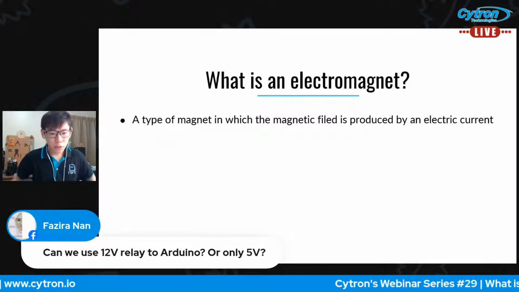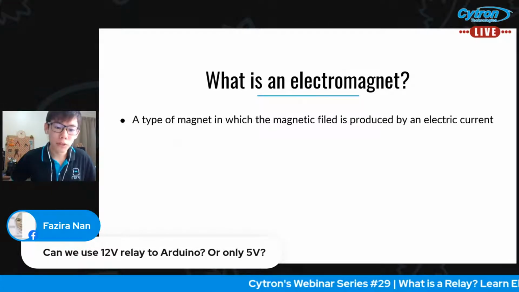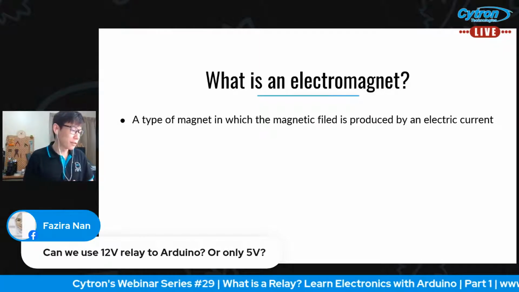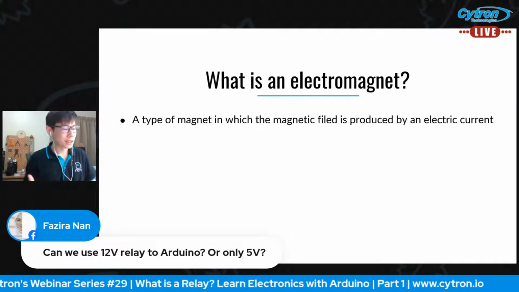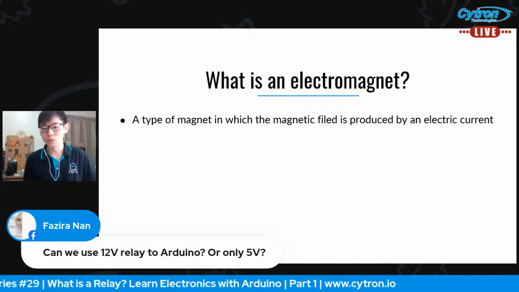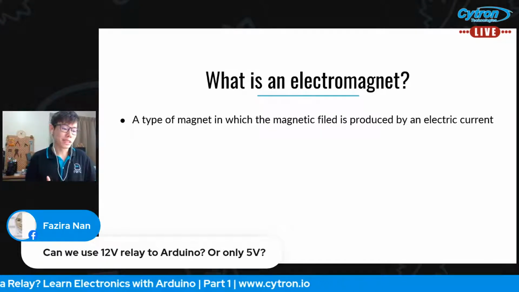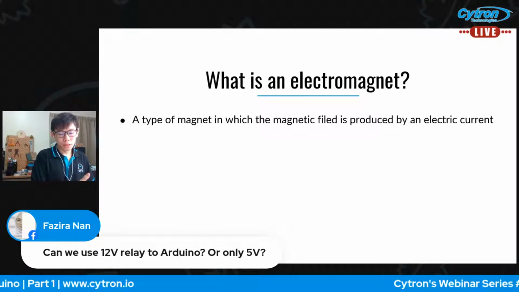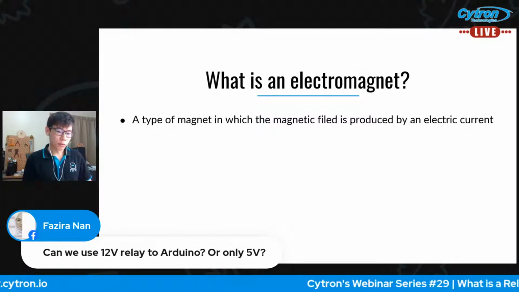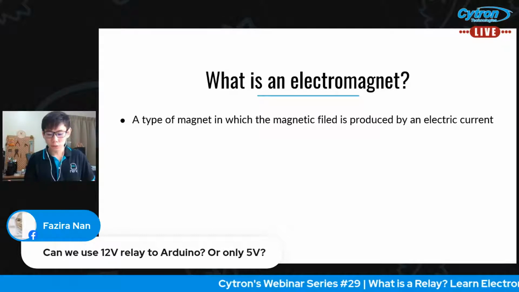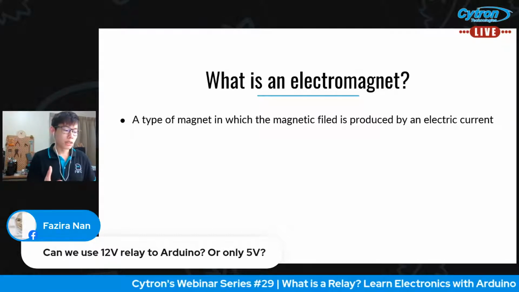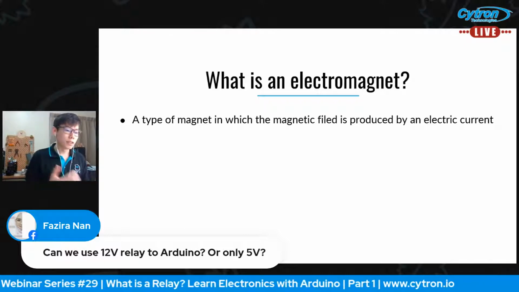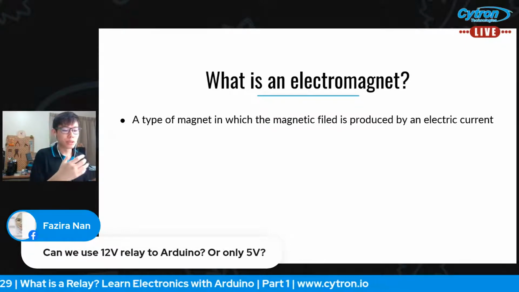One last question. Can we use a 12-volt relay with Arduino or only 5-volt? You can't really activate a 12-volt relay on your Arduino because your Arduino can't provide 12 volts to your relay. So it's recommended to use a 5-volt relay on your Arduino. If you want to use a 12-volt relay with an Arduino, then you will need an external 12 volts to power up your relay.